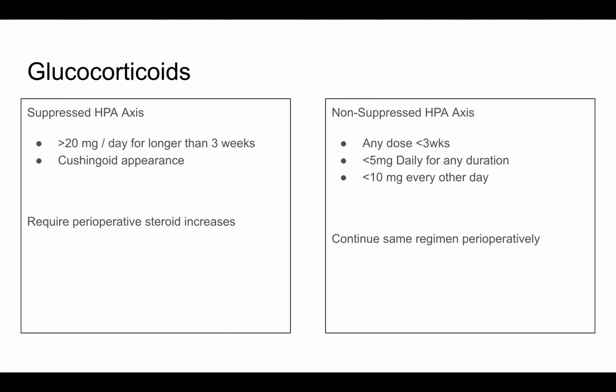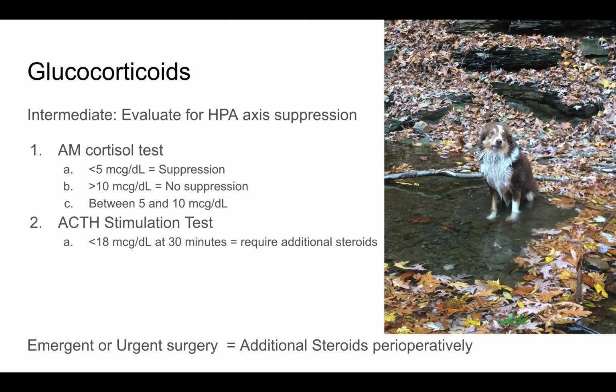So, of course, there's some wiggle room in between these two, of more than 20 milligrams per day and less than 5 milligrams per day, and what do you do with those patients in between. Those are your intermediate patients. And these are patients with planned procedures. If they fall into this intermediate category, so they're not taking more than 20 milligrams per day or less than 5 milligrams per day, then you want to evaluate them for HPA axis suppression.